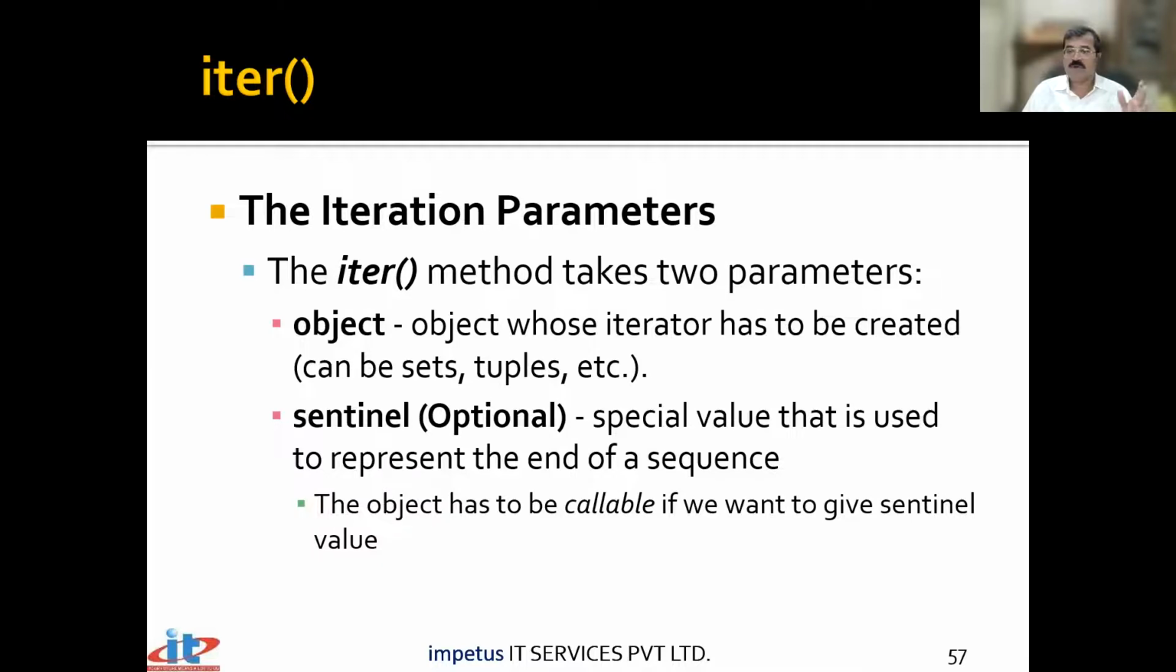I could say, I want a list of all the cities in Maharashtra, but I don't go beyond Aurangabad. Or all the cities on the route from Pune to Bangalore, or Tumkur. So don't go beyond Tumkur. So I can put a sentinel: stop at this place. I want marks of all the students, but stop at 60. Don't go below 60. Start with 100 and go till 60. So the object has to be callable if you want to give a sentinel value.